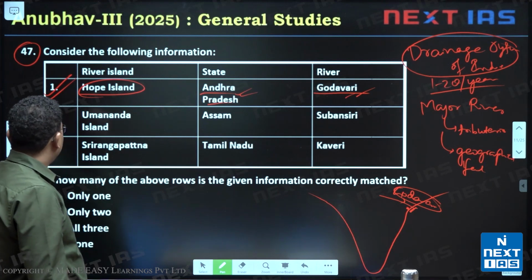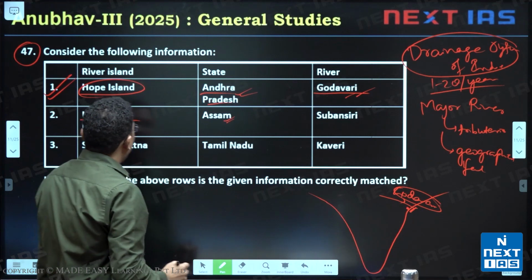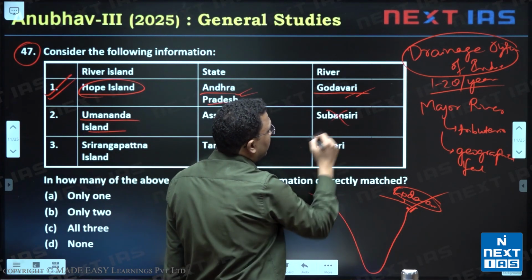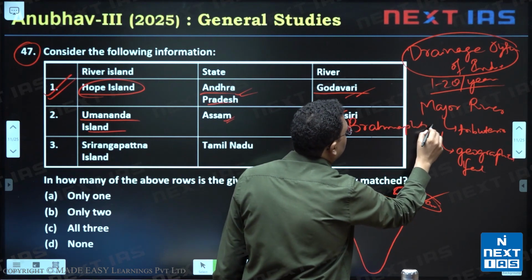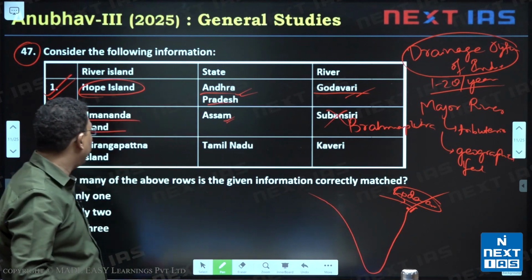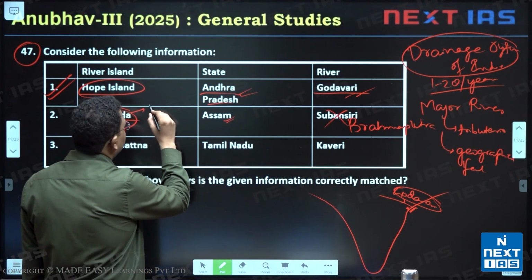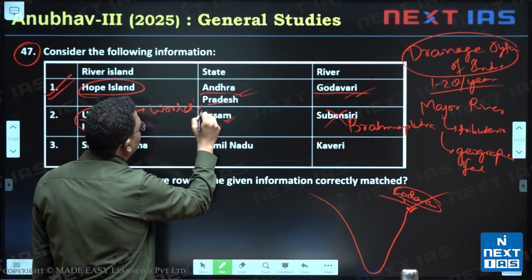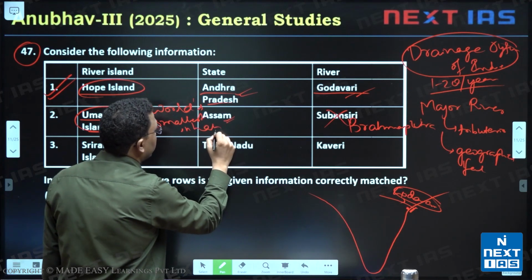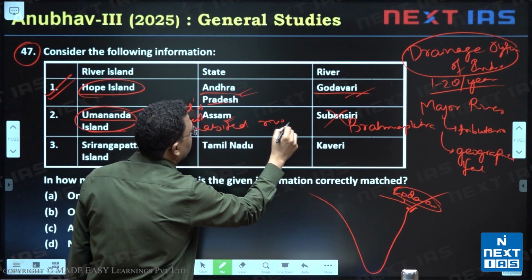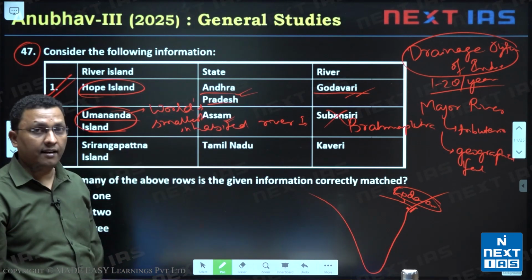Now let's see the second one, that is Umananda Island. It is located in Assam. This is correct, and it is created by Subansiri. This is not correct. This has been created by Brahmaputra river, not Subansiri river, right? And there is one unique fact about this Umananda Island, that is it is world's smallest inhabited river island, right? Umananda Island is world's smallest inhabited river island, right?